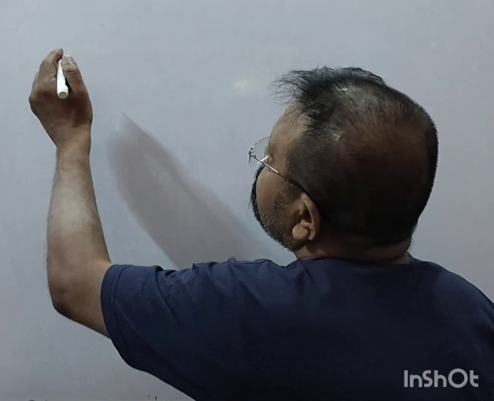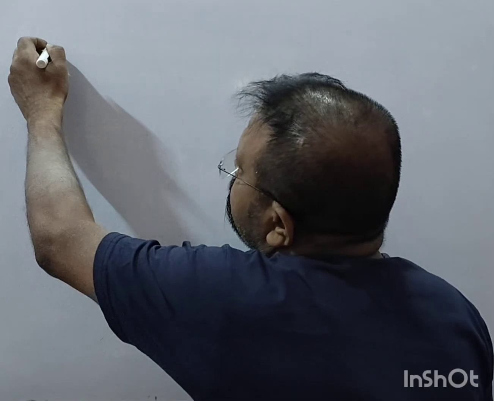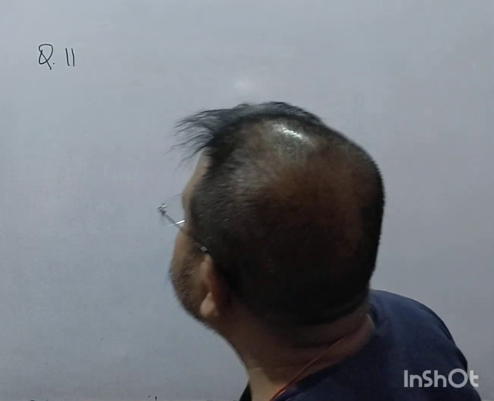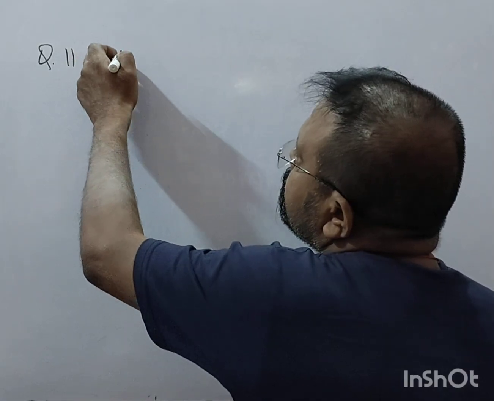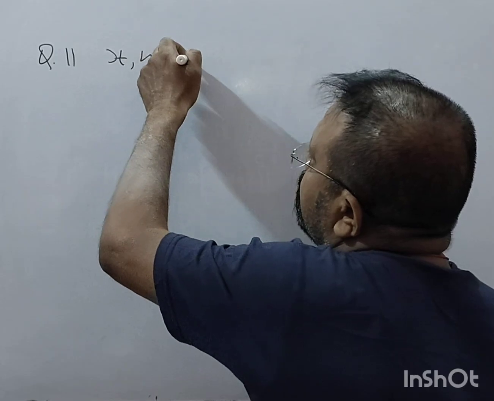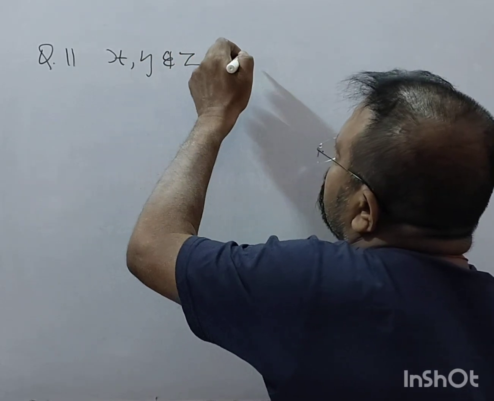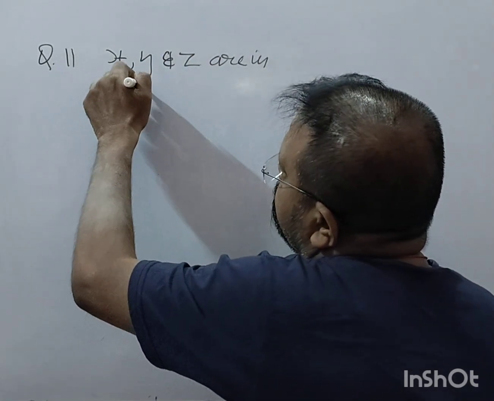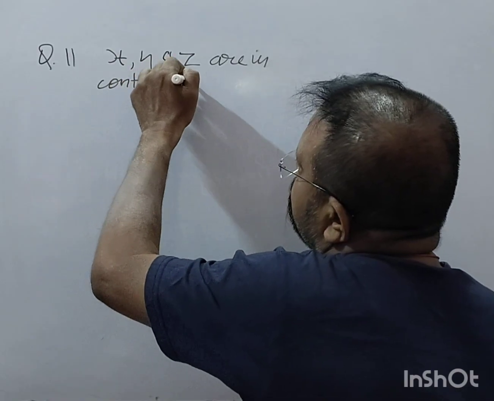Question number 11. How will you do that? x, y, and z are in continued proportion.